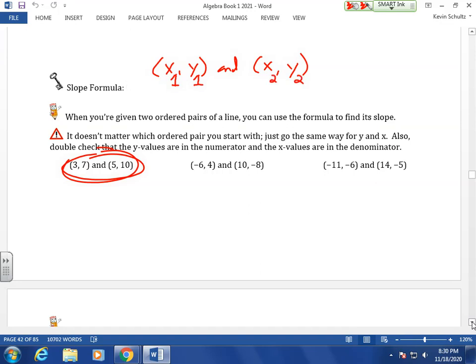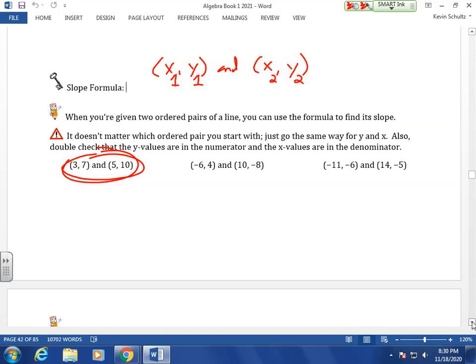Now, those are not like coefficients. We aren't multiplying x by 1 or multiplying y by 2. They're certainly not exponents. They are written smaller, but they're lowered, not raised. Numbers that are written below the number like that, it's like an order, first and second. If we had a third ordered pair, it'd be x3 and y3, right?